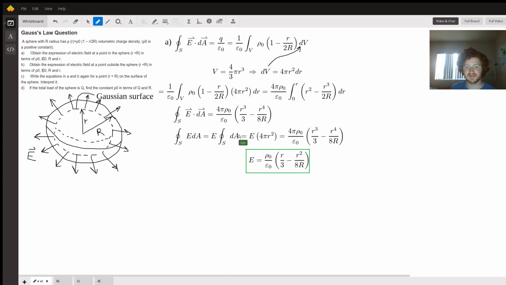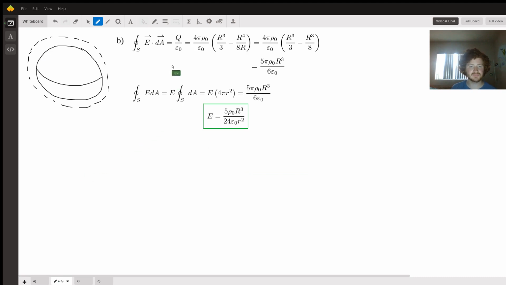Okay, so we've worked with the left side. Now we set it back equal to this right side. Then we simply divide by 4 pi r squared in order to solve for E, the electric field on that Gaussian surface. And so we get this first function, rho naught over epsilon naught times r over 3 minus r squared over 8 capital R. Okay, moving on to part B, looking for the electric field outside the sphere.